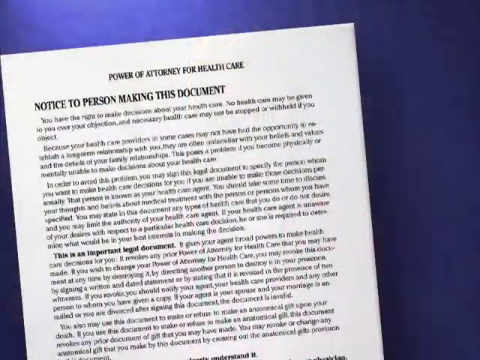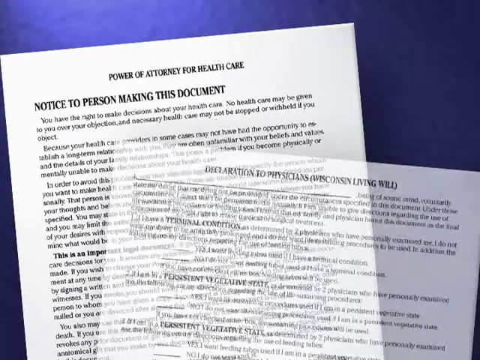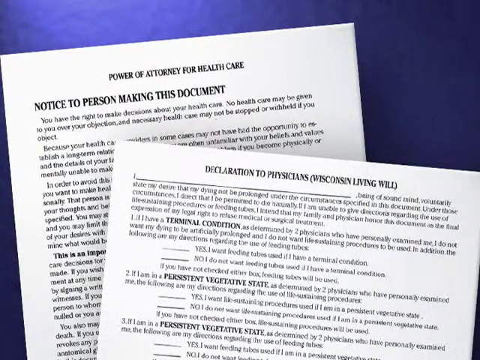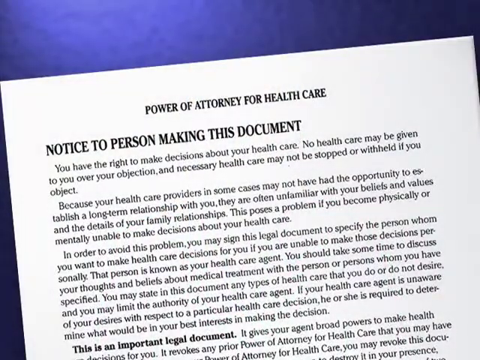There are two kinds of medical advance directives, the power of attorney for health care and the declaration to physicians, which is also known as a living will. The power of attorney for health care is a more powerful and flexible document which takes precedence over the living will. For the purpose of this video, we will review the power of attorney for health care and give you instructions on how to complete the form. If you do not already have a power of attorney for health care form, please pause this program and ask your nurse for a copy of one.